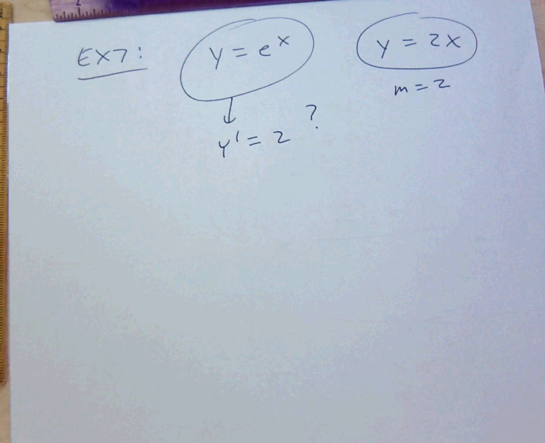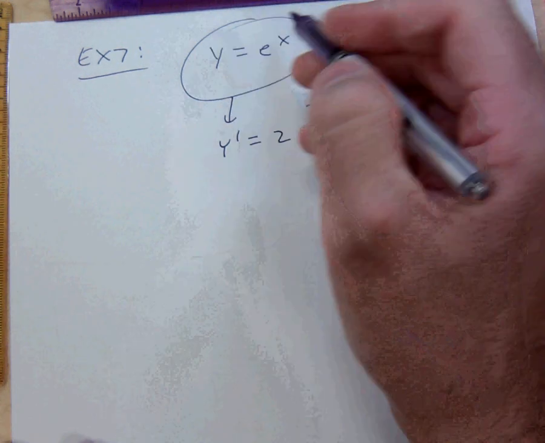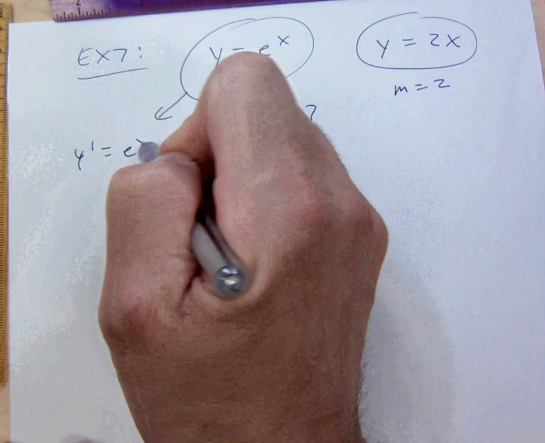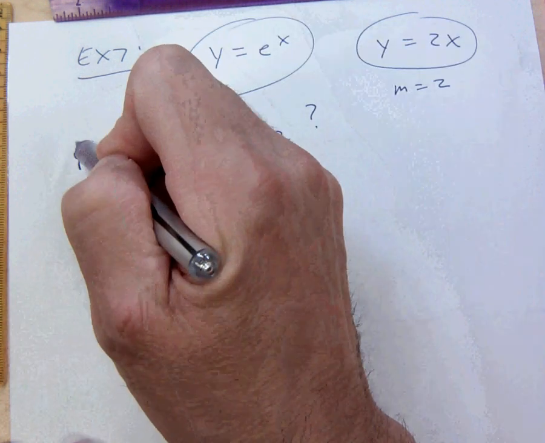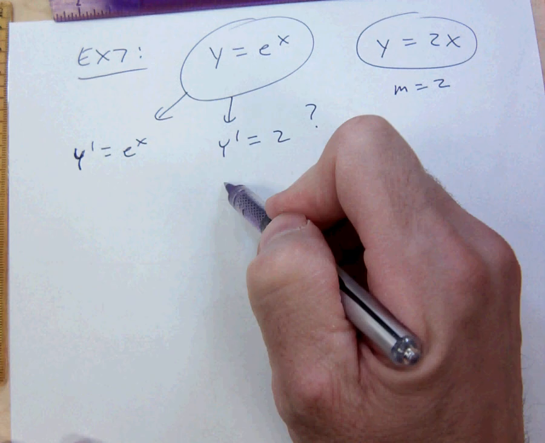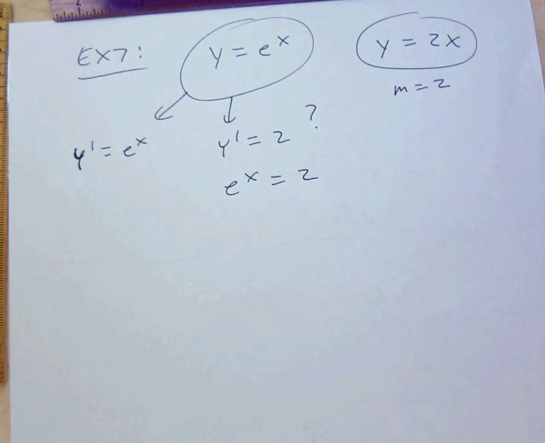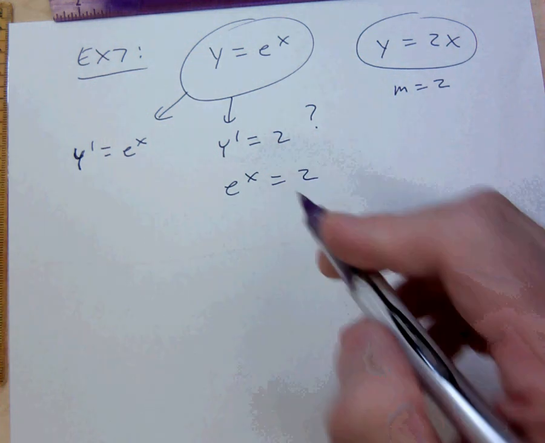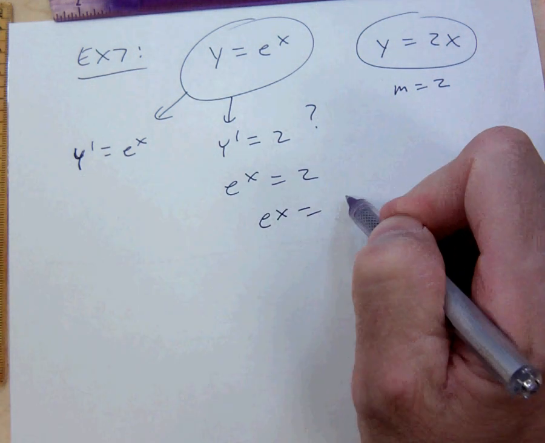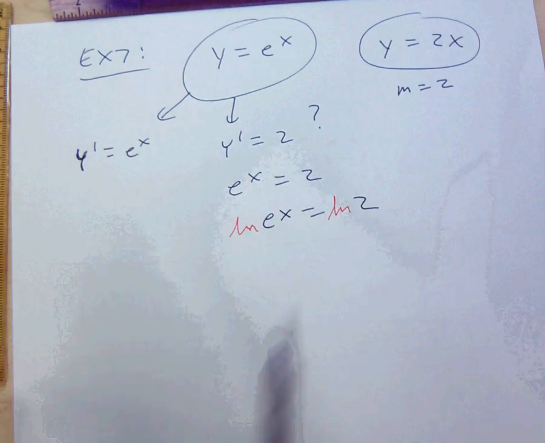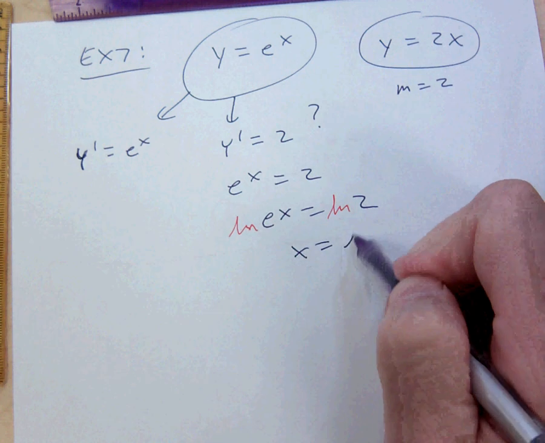Yes? Okay, so what's the derivative of e to the x? e to the x, right? Okay, so since the derivative is e to the x, you can set e to the x equal to 2. And now how do you solve that equation for x? Take the natural log of both sides, right? And you get x equals ln of 2.